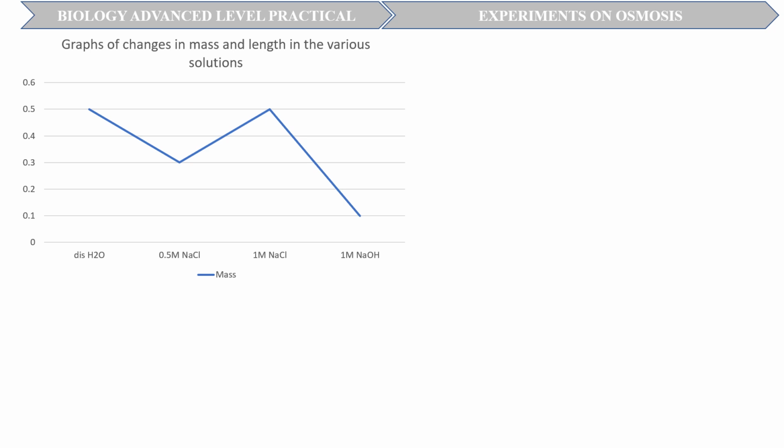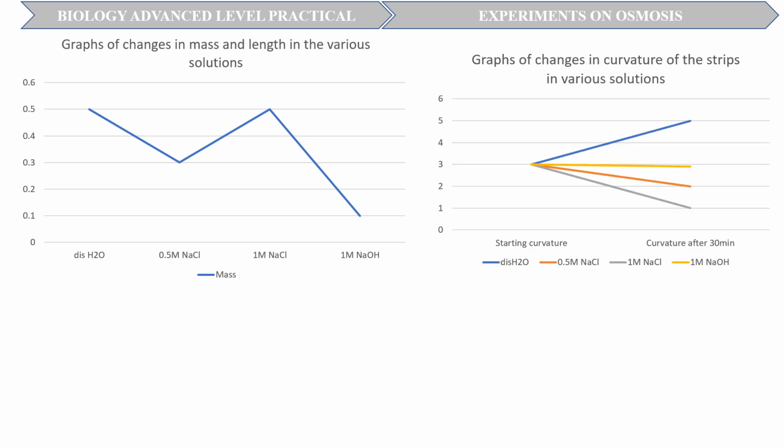We may need to plot the graphs of changes in mass and curvature against the various solutions. Using the data from the results, we will have the following line graph for the mass. We use the absolute values of the changes. To plot for the curvature, since we did not use numerical measures, we choose a hypothetical number, say 3, to be the curvature before immersion, and any increase in curvature is assumed to be a value above 3, and a decrease takes a value below 3. For example, we see an increase from 3 to 5 in distilled water, and a reduction from 3 to 1 in the 1 molar sodium chloride solution.